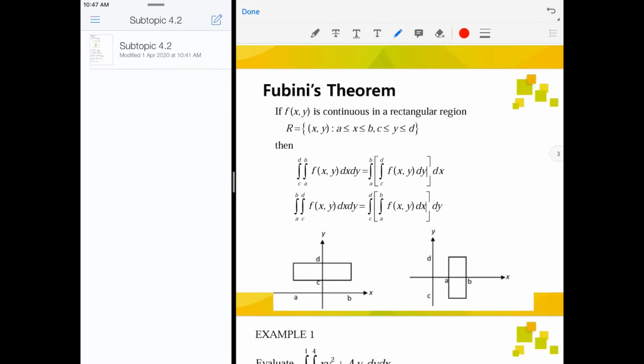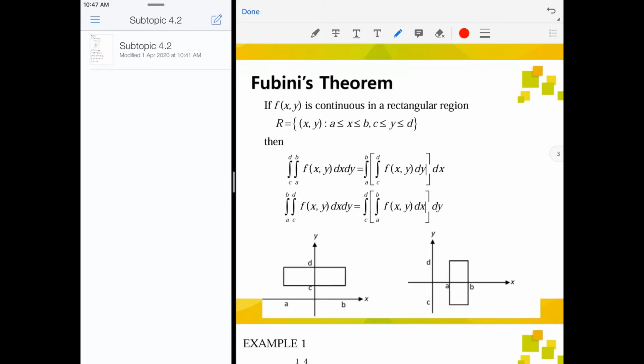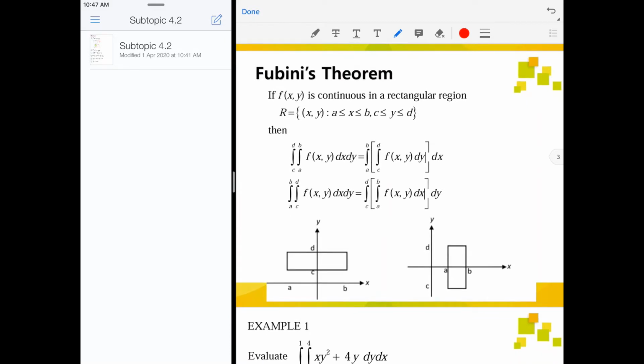So according to Fubini's theorem, double integration over rectangular region is divided by two types of double integrals. Okay, so we will have type 1, this is type 1, dy dx first. Okay, we will integrate with respect to y followed by x, and then type 2 is dx dy. So we integrate with respect to x first followed by dy.